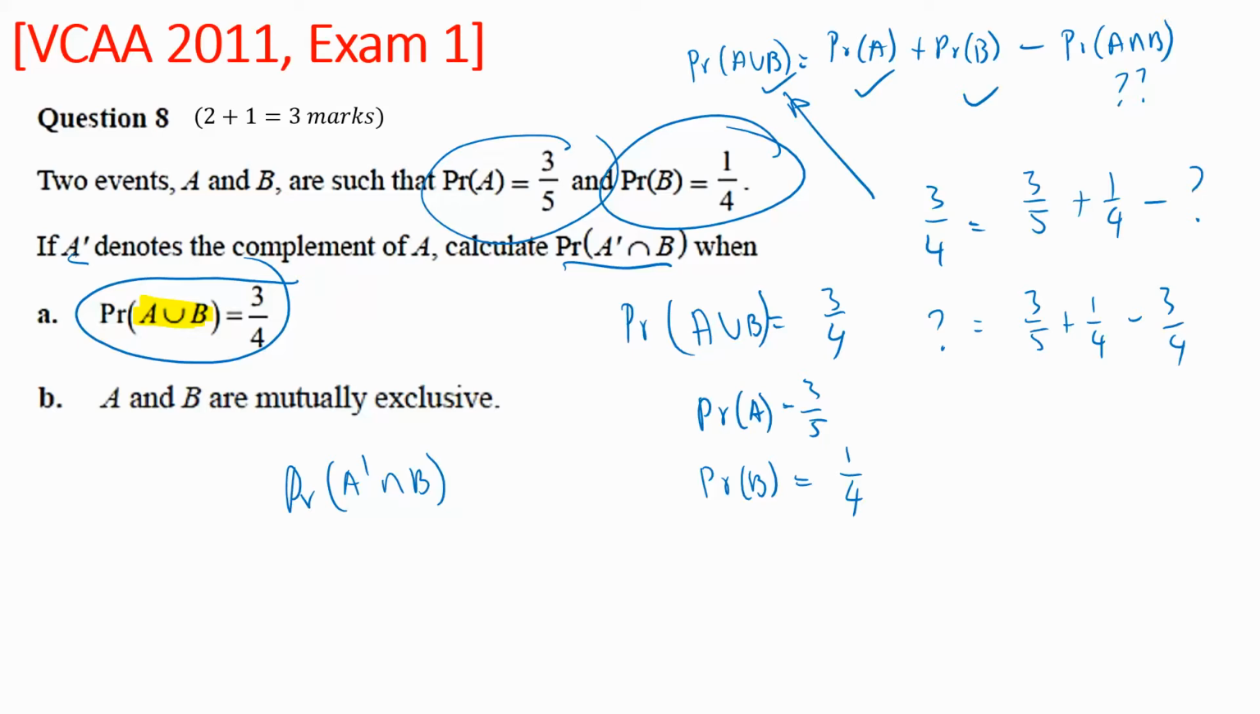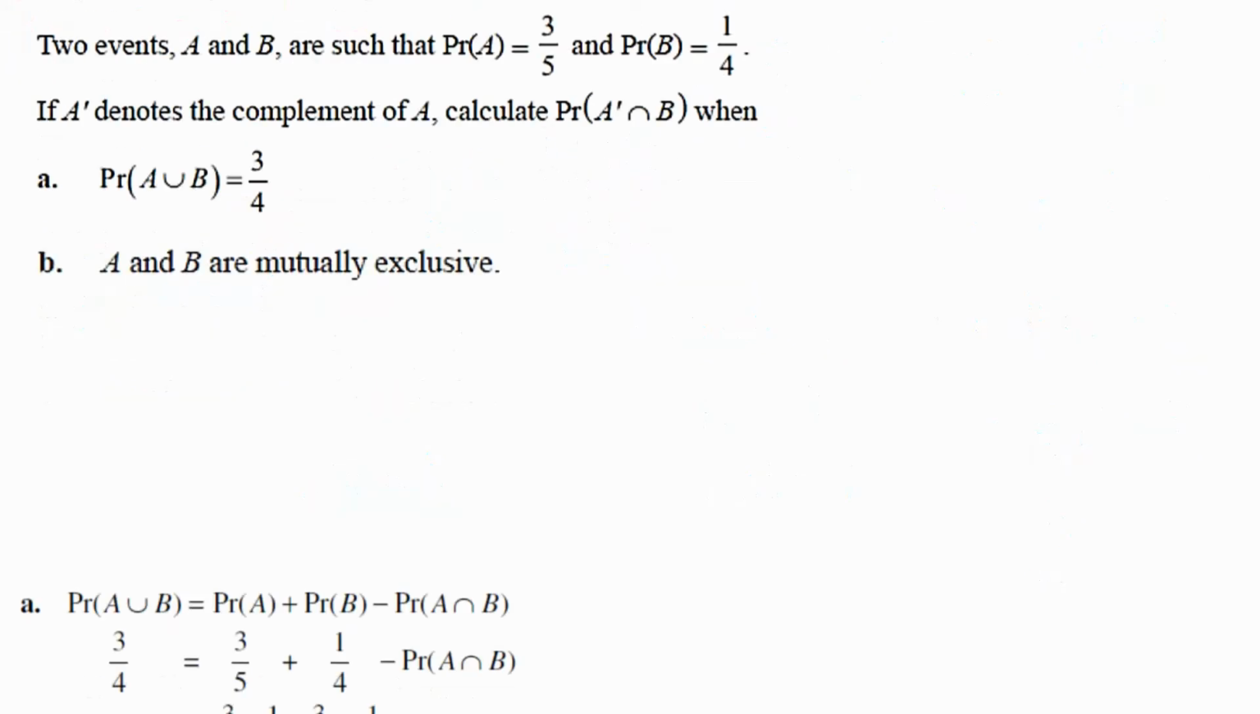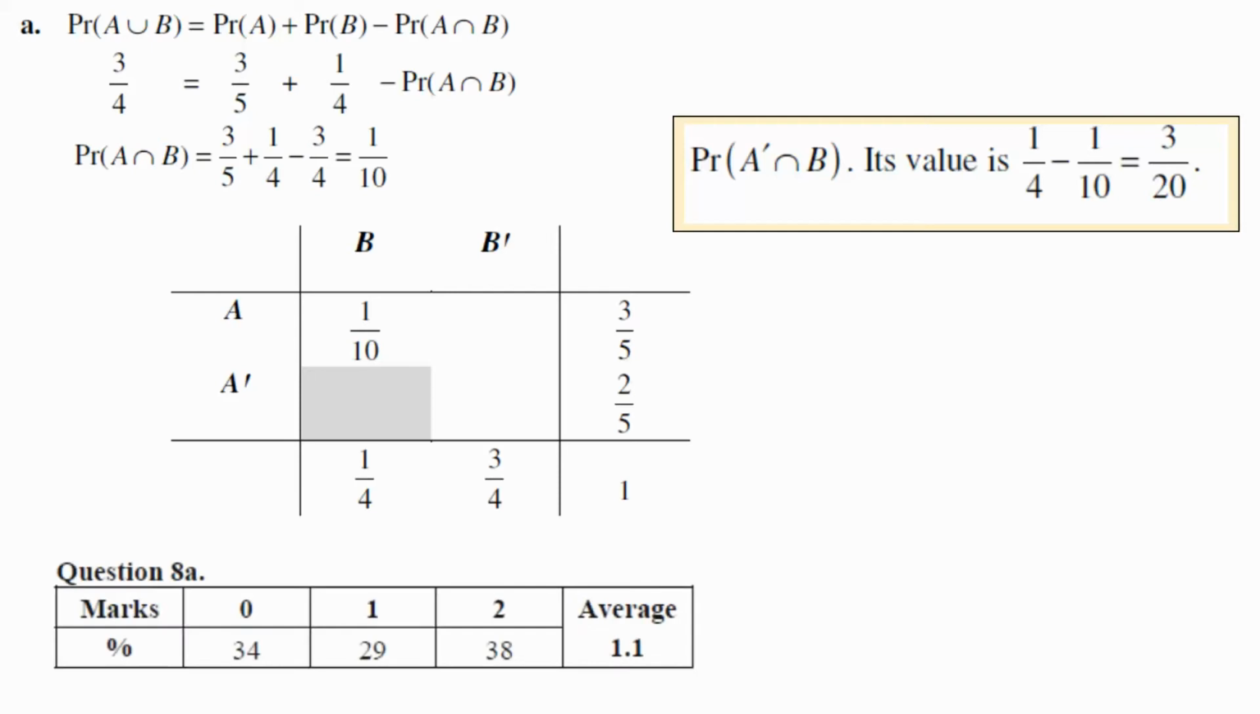Let's work that out. 3/5 plus 1/4 minus 3/4. Takes a bit of fractions to work here. That would be 12 out of 20 plus 5 out of 20 minus 15 out of 20. 17 minus 15 is 2 out of 20, which is 1/10. Okay? Now, why did I want to know A intersection B? Simple. Actually, I should not do this.